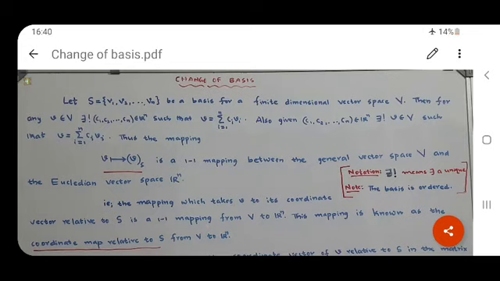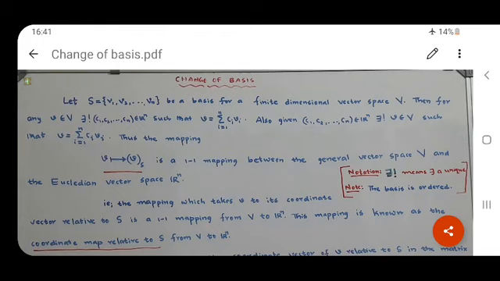In this section, we discuss the change of basis problem. That is, given two bases B1 and B2 of a vector space V, how are the coordinate vectors of an element relative to B1 and B2 related to each other? That is the question. So we begin with a definition.